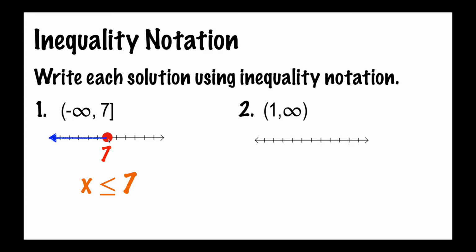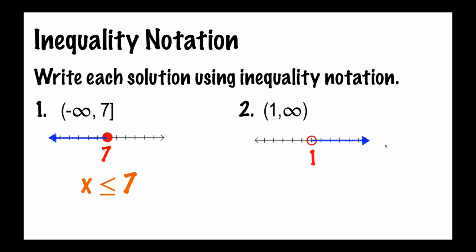For number 2 then, we start with our critical value of 1. Again, that means we're going to place a circle on our number line. And again, we want to talk about what kind of circle it is. Because this one has parentheses, it's not included, so it's an open circle at 1. Then from there, because it's approaching positive infinity, we'll make our arrow go from 1 to positive infinity.